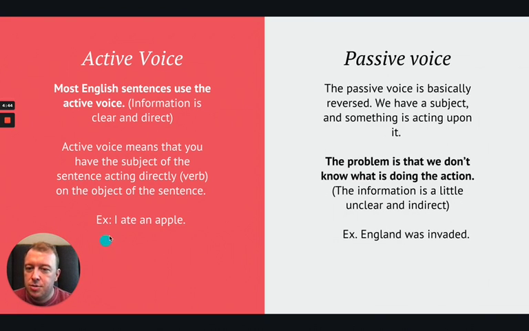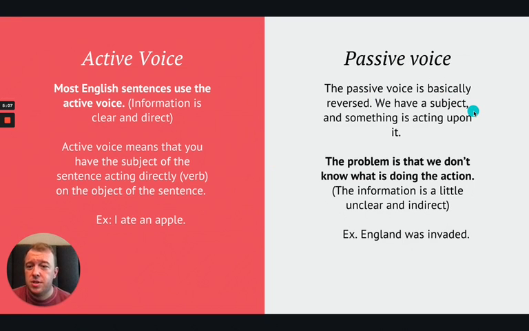So, another example down here: I, the subject, ate, that's our verb. What are they eating? The object, the apple. I ate an apple. We have a subject acting upon an object. All right, now let's look at the passive voice.